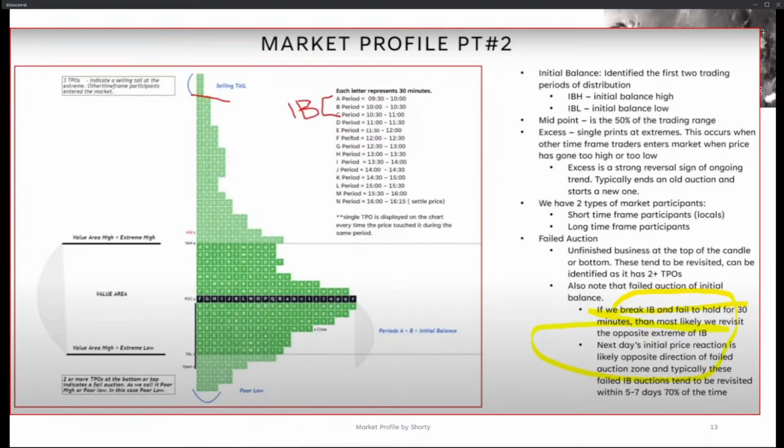Okay, here's the basic chart on market profile. Who's not comfortable with letters on the market profile? How many people? Do you know what they mean?